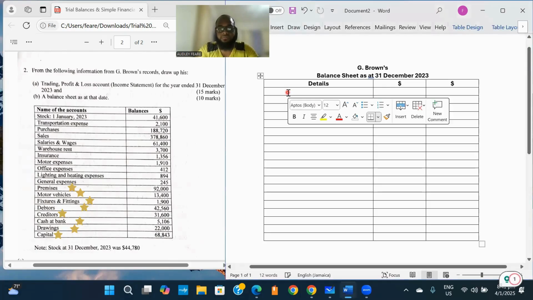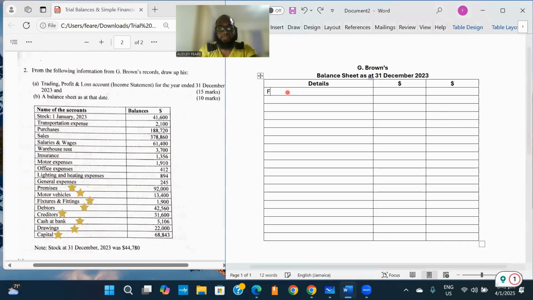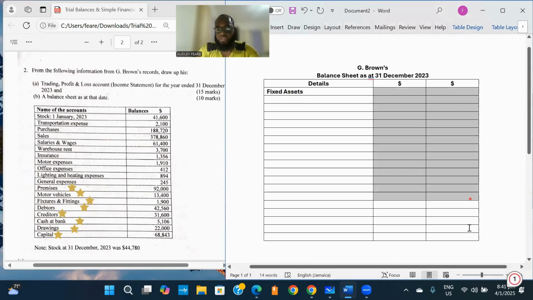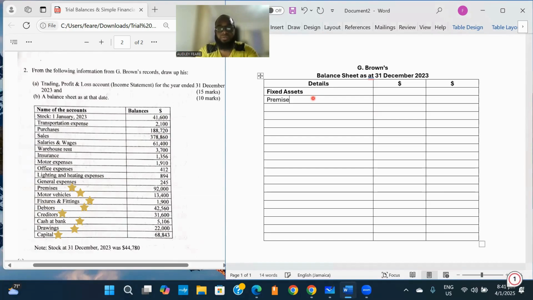Quickly, first thing, fixed assets. So fixed assets is the first thing, and we want to always use the order of permanence. That means which items will stay in the business the longest. And there are three: we have premises, motor vehicles, fixtures and fittings. So normally, premises will be in the business for the longest time, because that's where all the work is carried out. Then we have motor vehicles and fixtures and fittings.